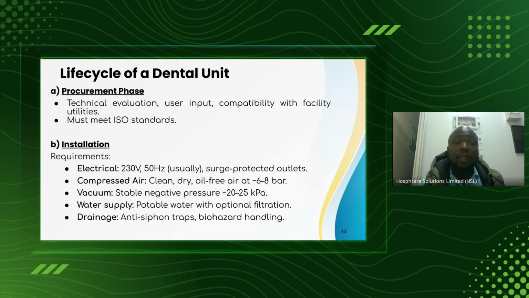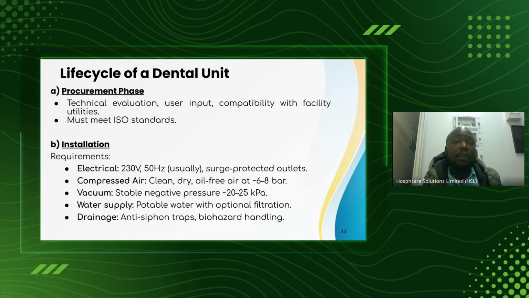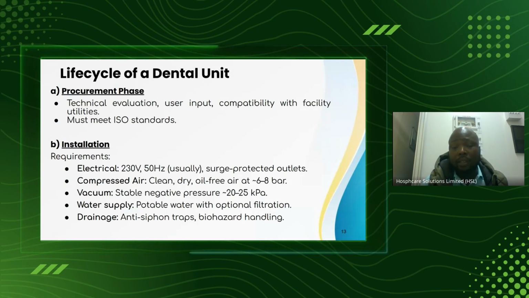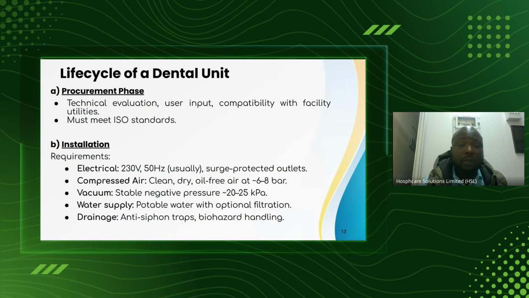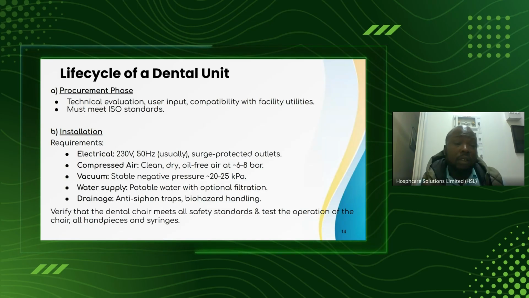This is what I've talked about: the technical evaluation, user input, compatibility with facility, utilities. Those are things like water, everything that we've talked about. Then they must meet ISO standards. You don't just go for a dental unit for the purpose of going for a dental unit, it must meet a dental standard. Then you check your power, your input, your vacuum, your water, the water line, the quality of the water going inside the unit, whether it is acidic, hard water, soft water, clean. Those are things you need to put into consideration. Yeah, I've mentioned all those.